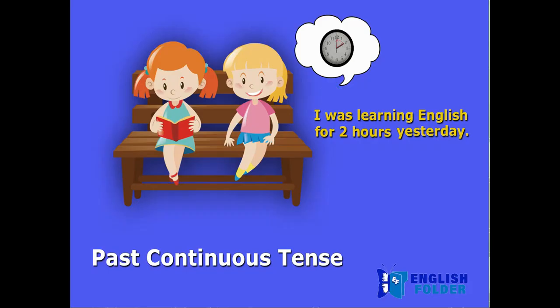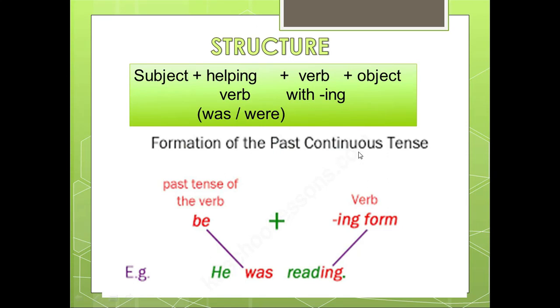Let's see an example. For example, I was learning English for 2 hours yesterday. Yesterday means the previous day. It means that at this hour, at this time, I was learning. I was in the middle of the action of learning. So it means that this action is performed during a period of time. So I was learning English for 2 hours yesterday. This is an example of past continuous tense.